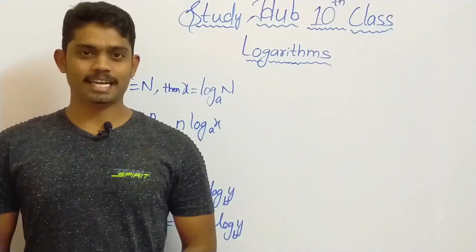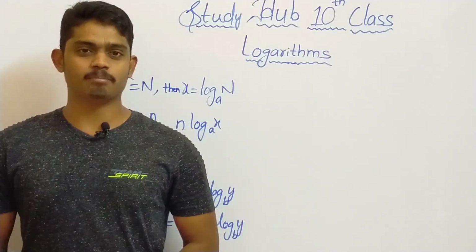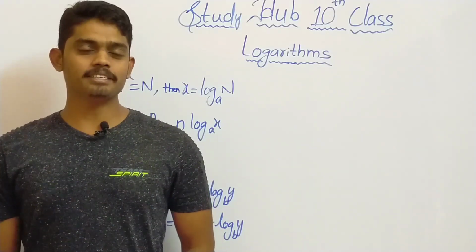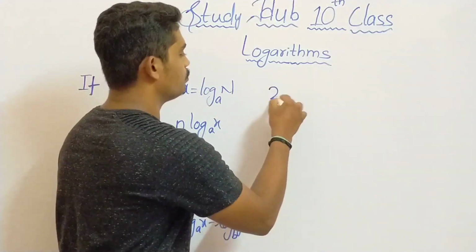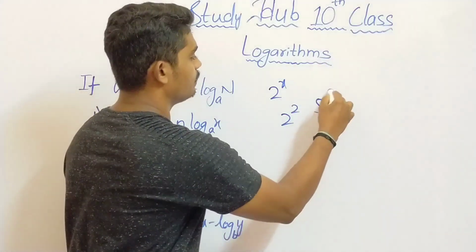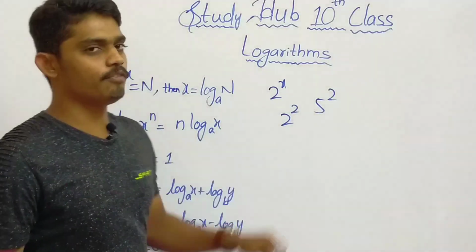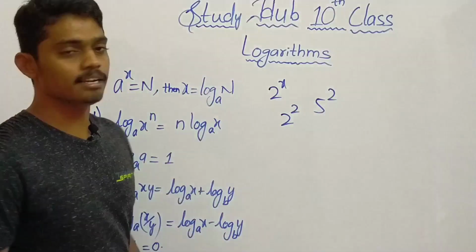So friends, in the previous classes of our chapter Real Numbers, we have discussed various types of numbers. In this class, let us learn about the exponential form of irrational numbers, for example 2 power x, 2 square or 5 square, anything. Let us learn how to solve them using logarithms.